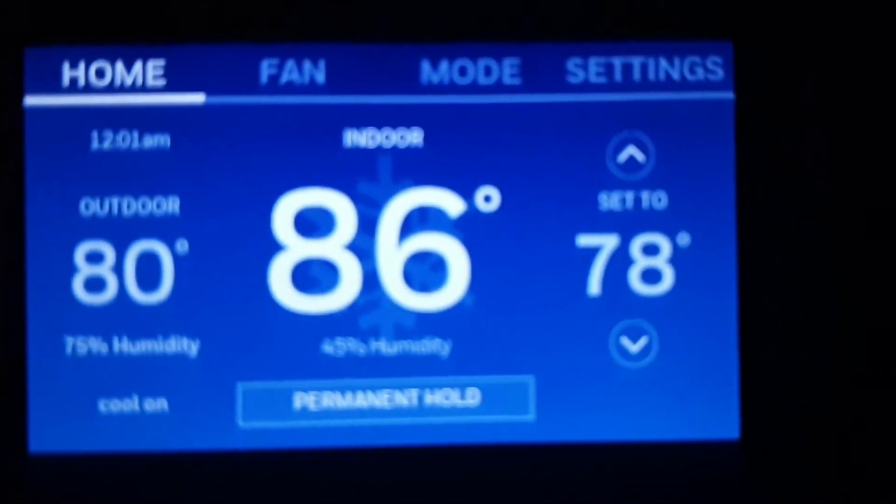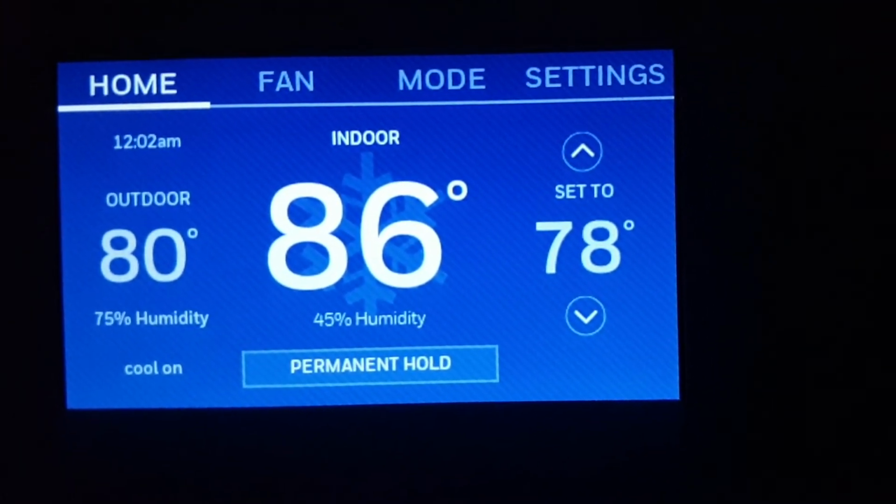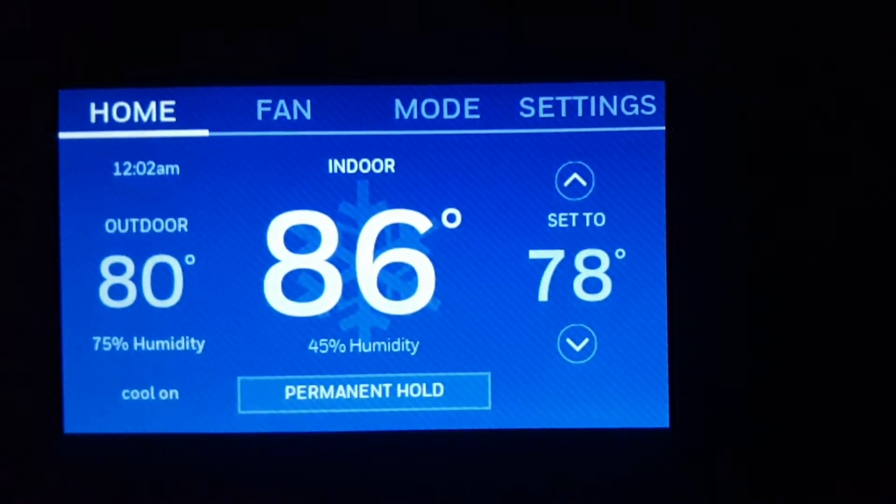And let's see what the thermostat is showing outside. So the thermostat is showing that it's 80 degrees outside, and inside it's 86, even though the cooling of my central AC is on. And it's because my central AC, the top unit, is not performing very well because the evaporator coil has probably leaked some of the R22 Freon.